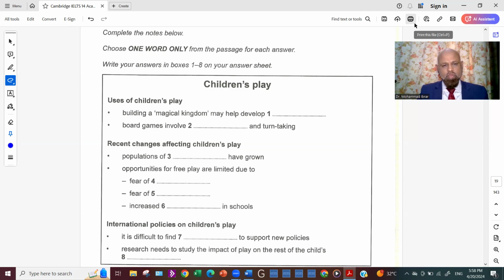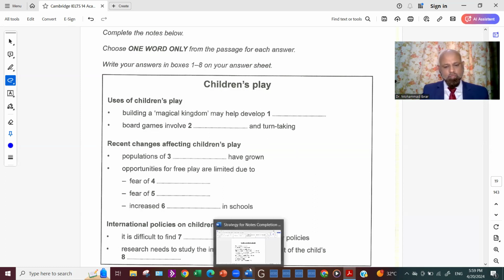And here is the task for you, as you can see on the screen. Choose one word only from the passage for each question. So we have to use one word in each gap. It's about children's play. Okay. And this is the task here. Now, before we look at the task carefully, let's have a look at the strategy first.